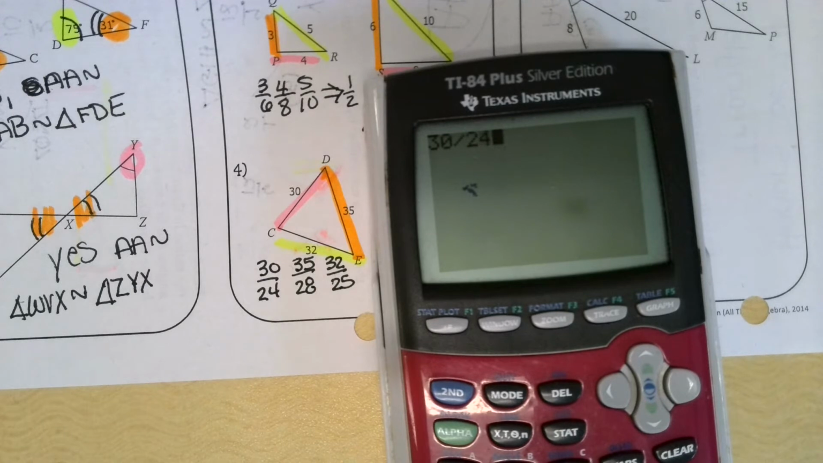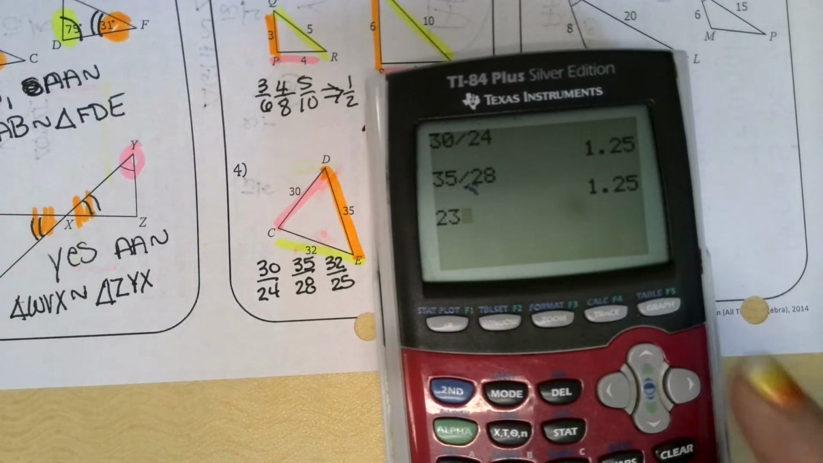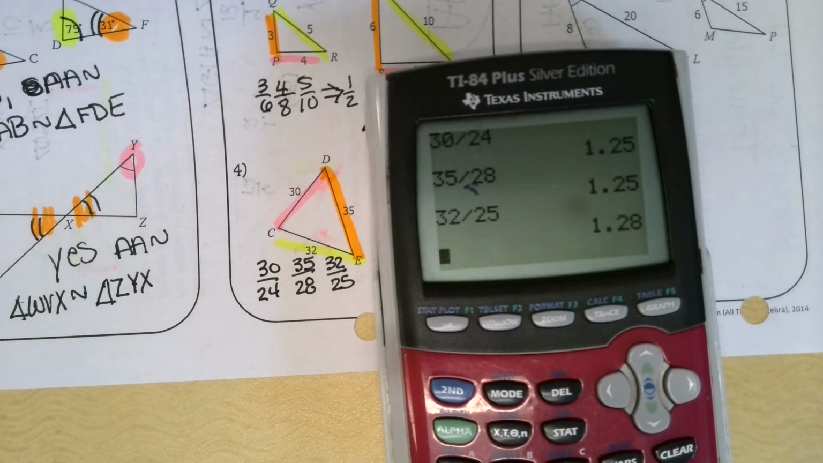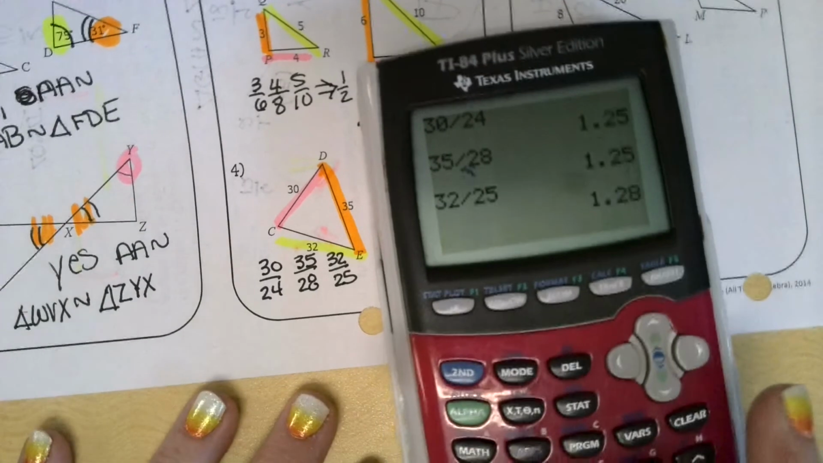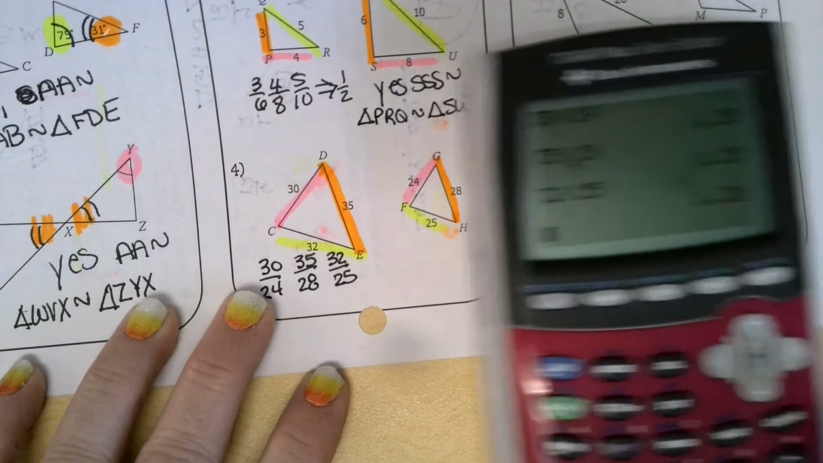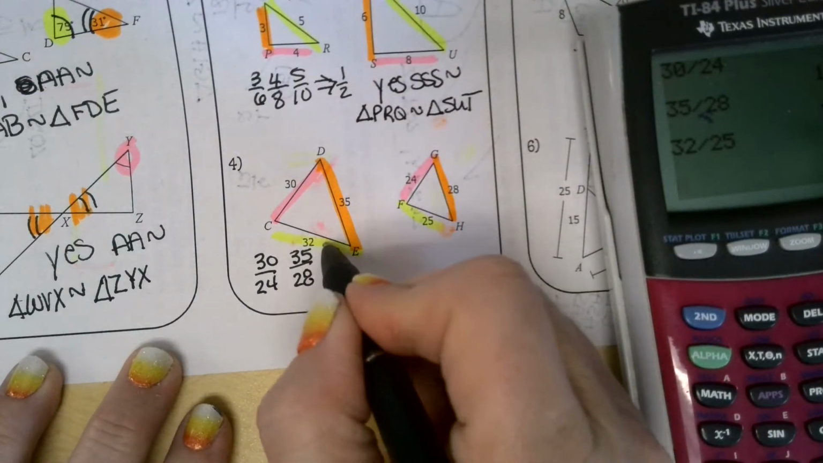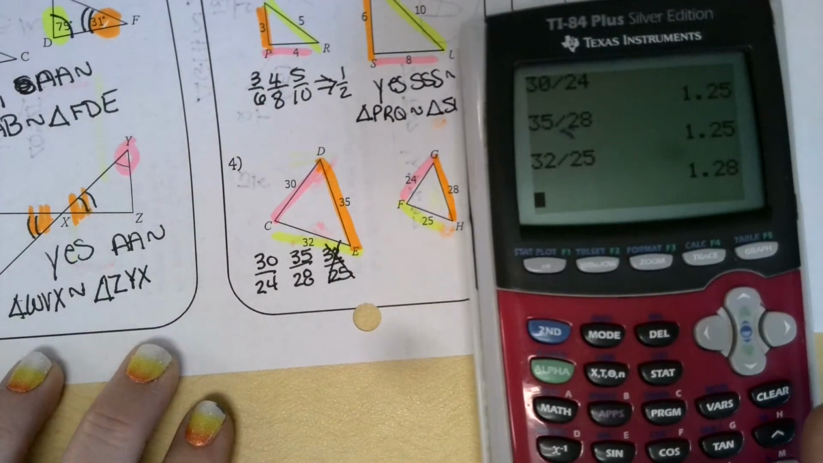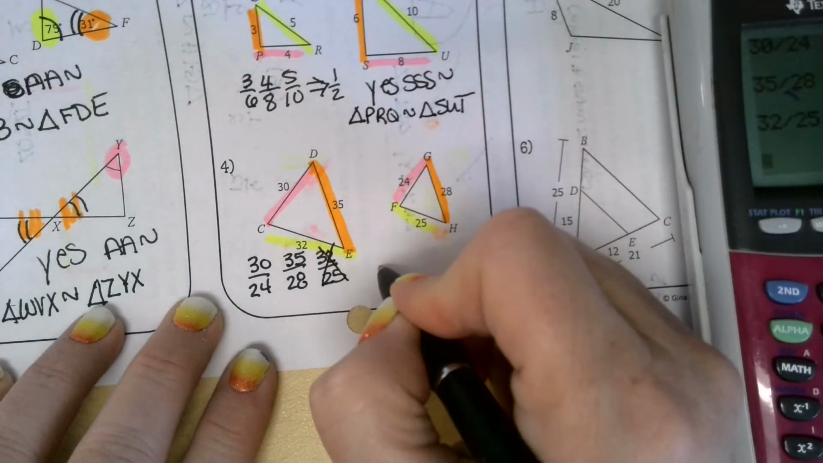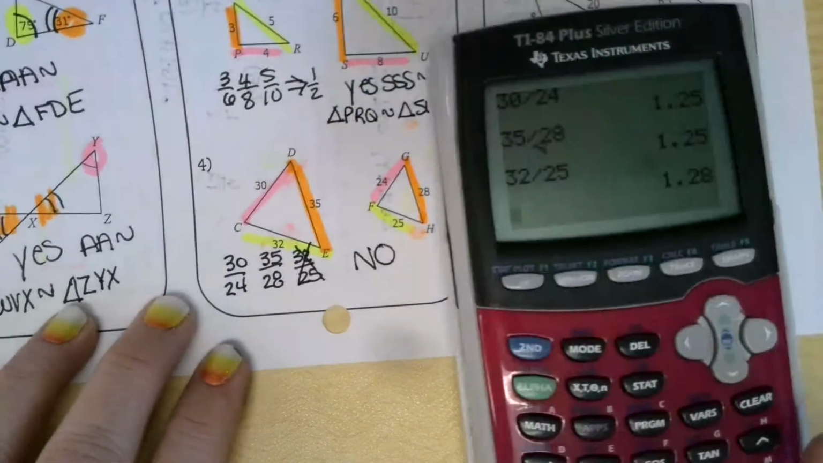30 divided by 24, 35 divided by 28, and then 32 divided by 25. Okay, 32 divided by 25. So if you're looking at this, these triangles are not similar because this one didn't match the other two. Okay, so this would be a no, and we move on.